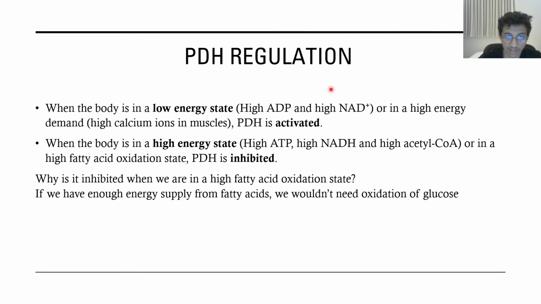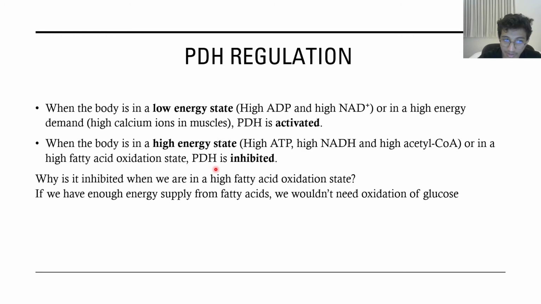So when the body is in a low energy state, which can be signaled by high ADP or high NAD+, or in a high energy demand, for example, high calcium ions in muscles, PDH is activated. But when the body is in a high energy state, we don't need energy, we have high ATP, it's signaled by high ATP, high NADH, and high acetyl-CoA. Or in a high fatty acid oxidation state, PDH is inhibited.